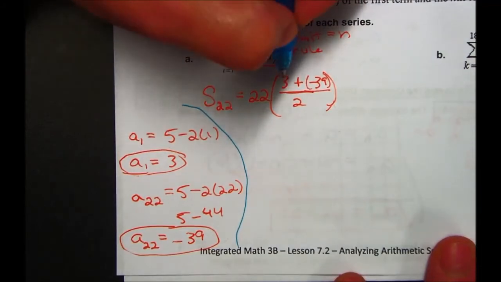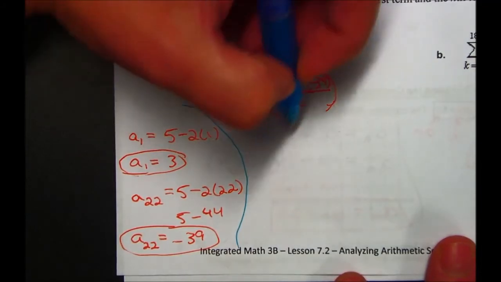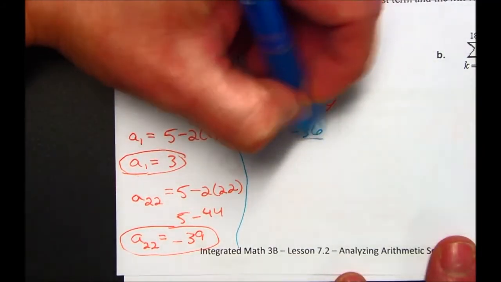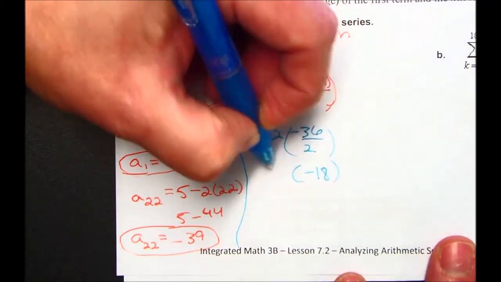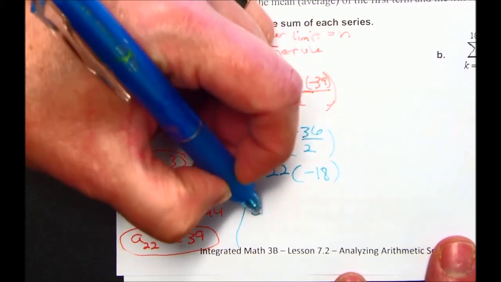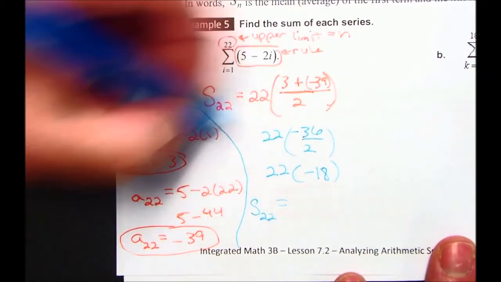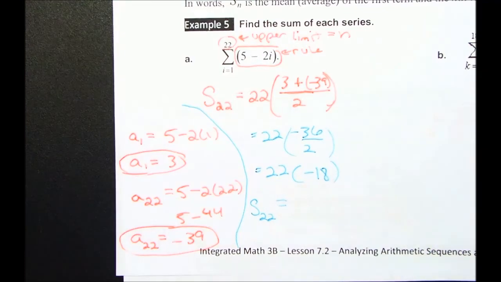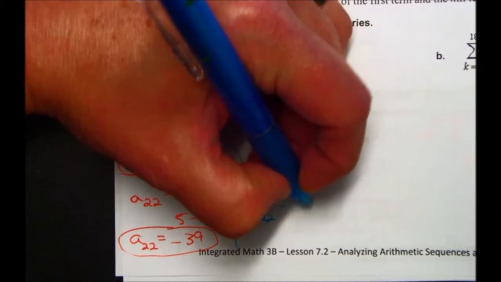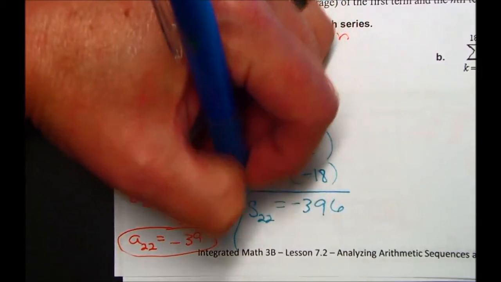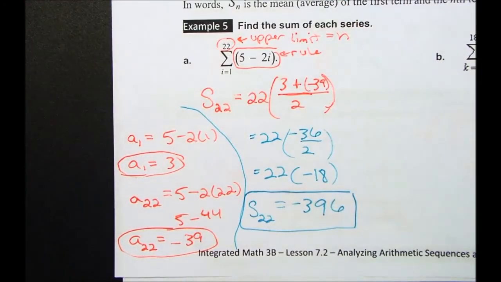So now that we have all of our numbers, we can simplify this. If I add 3 and negative 39 together, we get negative 36. Divide that by 2, and we get negative 18 times 22. Got to calculate that. Negative 396. So that's a whole lot better than finding the first term, second term, third term, fourth term, all the way up to the 22nd term and adding them all up.